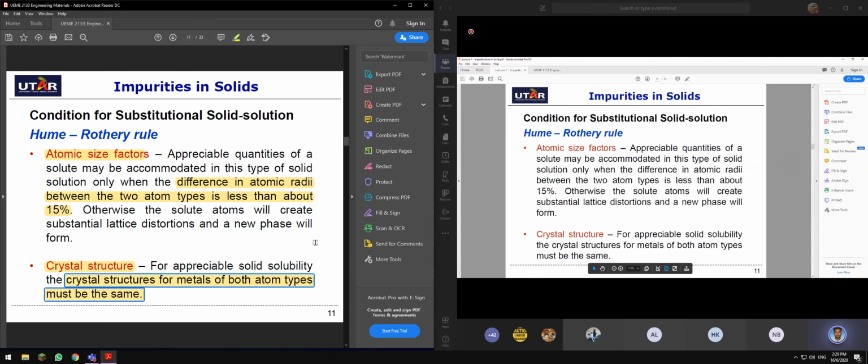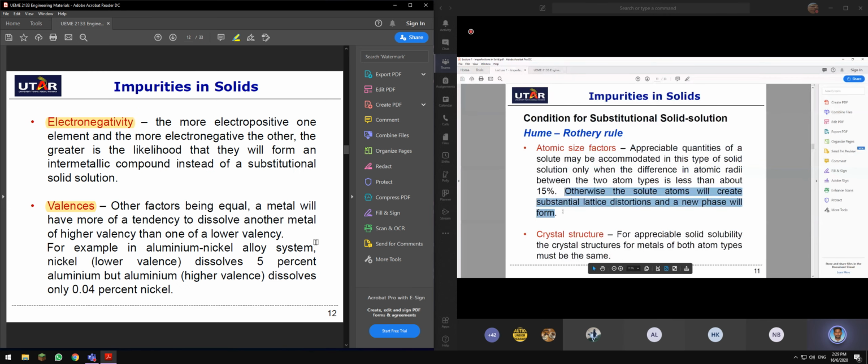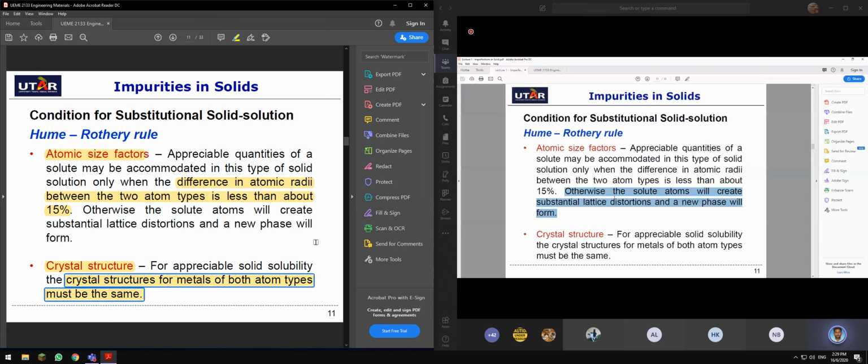If it is above 15%, what will happen? Otherwise, the solute atoms will create substantial lattice distortion and a new phase will form. So it is a different phase. It means that you have 2 different planes, which eventually deteriorate the mechanical properties or any properties that you intended to increase.